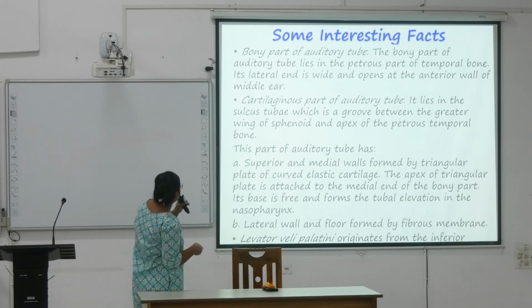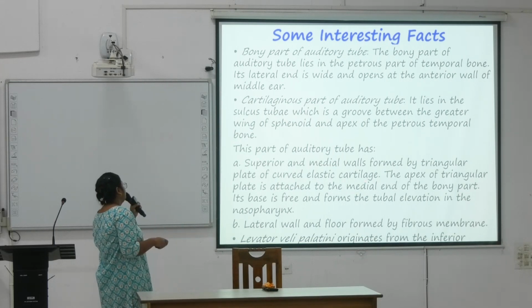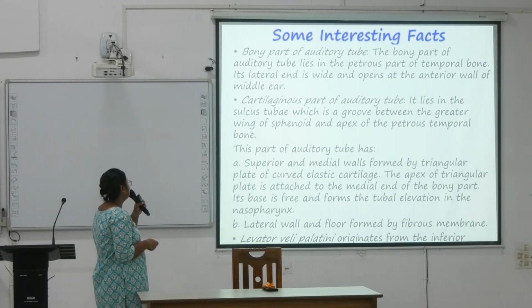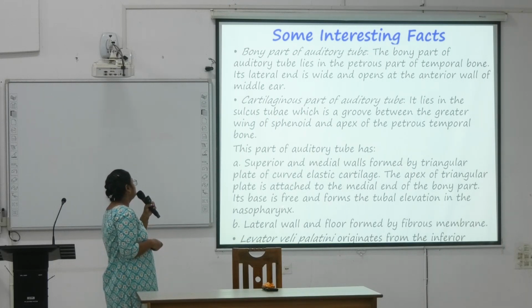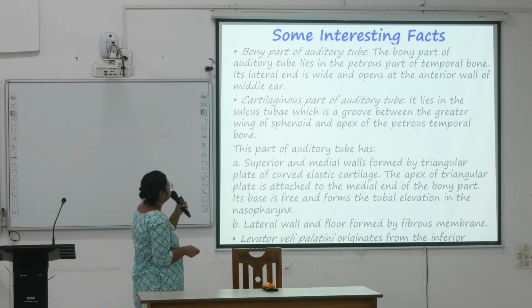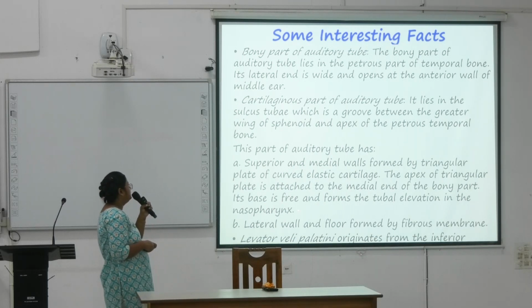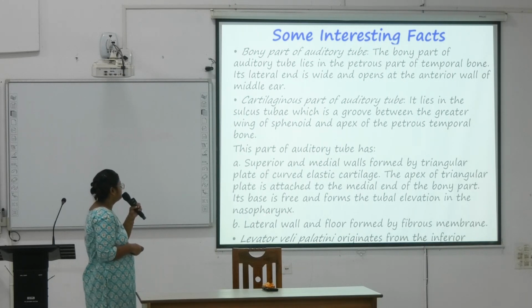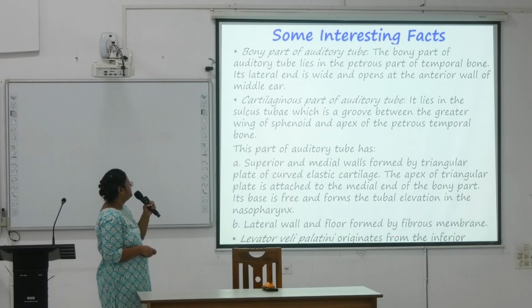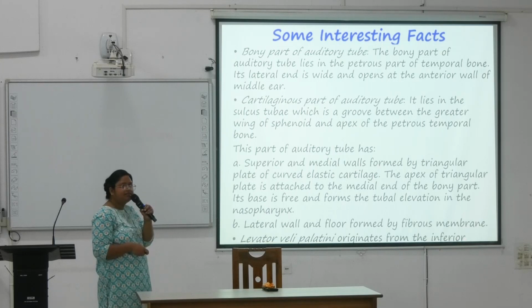And this part of auditory tube has a superior and medial walls formed by the triangular plate of curved elastic cartilage. Apex of triangular plate is attached to the medial end of the bony part and its base is free and forms a tubal elevation in the nasopharynx. Lateral wall and floor is formed by fibrous membrane. Levator veli palatini originates from its inferior aspect. Okay.